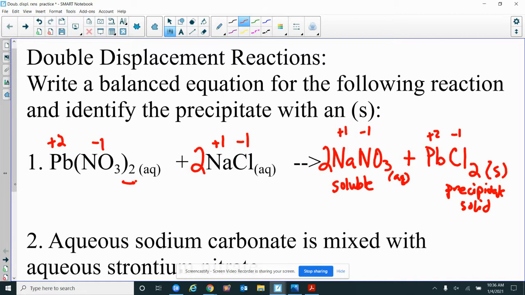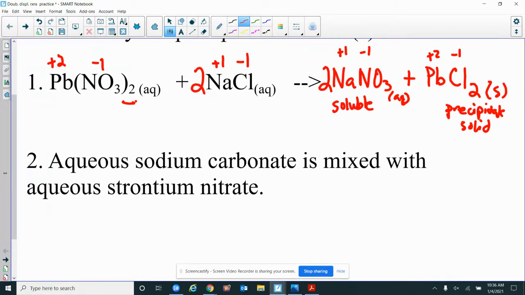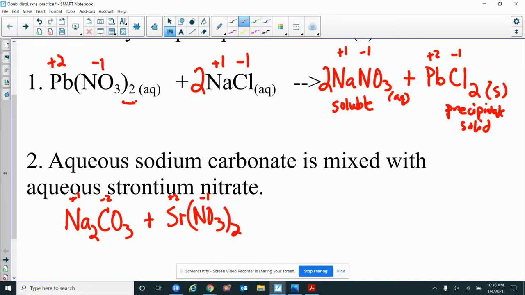Okay, the second one, aqueous sodium carbonate. Okay, so sodium carbonate, but carbonate's -2, sodium's +1, so I need 2 sodiums mixed with strontium nitrate. But strontium's +2, nitrate's -1, so I need 2 of those. Right, so those are my reactants.